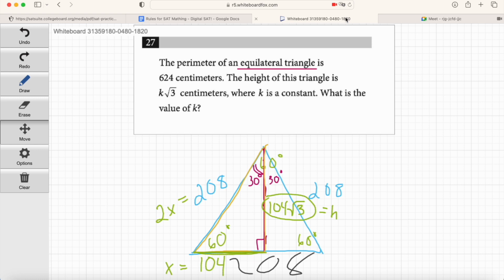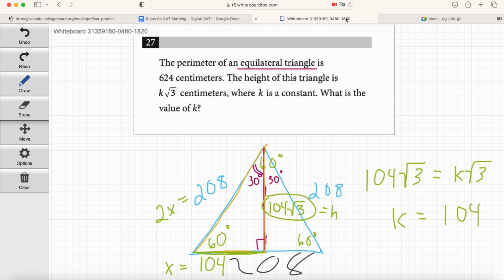All right, so if 104 times the square root of 3 is the height, which it is, and they're saying the height of the triangle is k times the square root of 3 centimeters, then what's our k value? K value is 104. That's it. K equals 104.